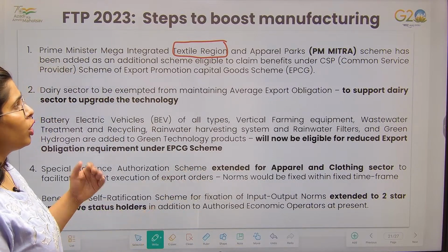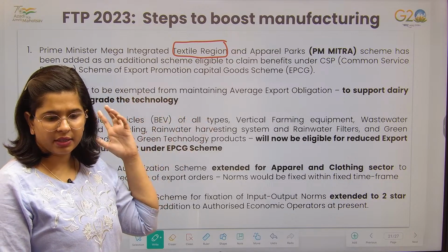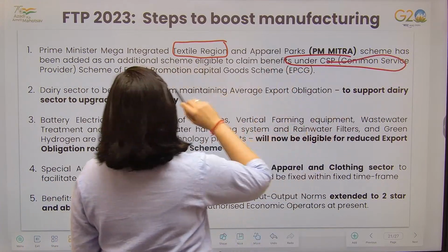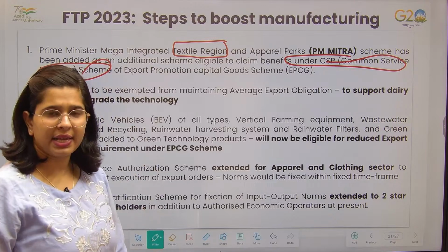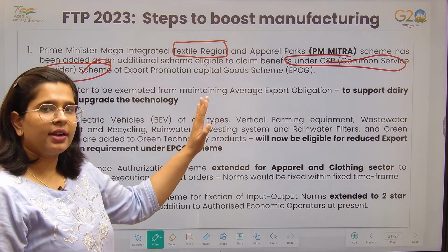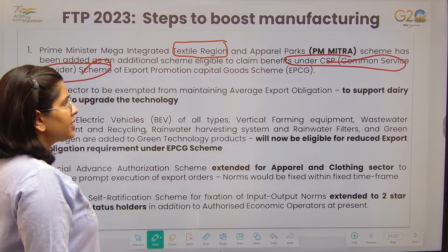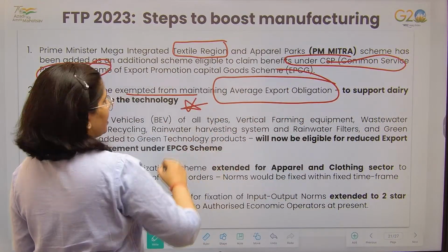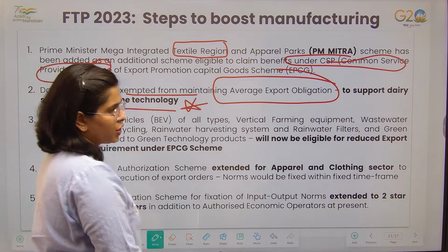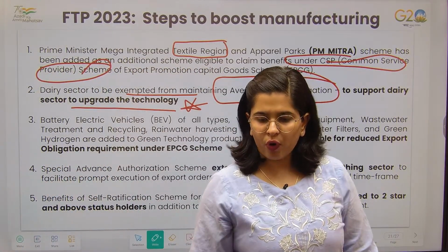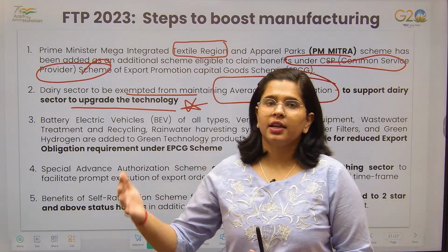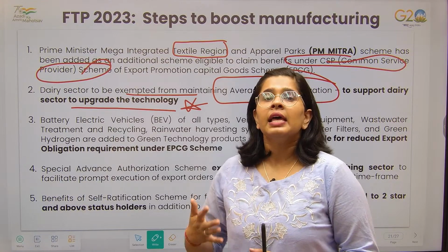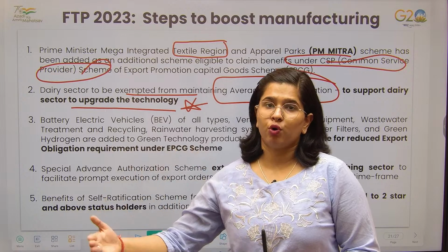Under the PM Mitra scheme, all those people who are establishing their businesses under such kind of parks will be able to claim the benefits under the CSP, that is the Common Service Provider Scheme of Export Promotion Capital Goods. Fine. We have already understood what it is. Next is the dairy sector will be exempted from maintaining the average export obligation, so that we can support the dairy sector's upgradation in technology. We have already talked about what is export obligation. If you are taking the remission of duty, if you are not paying duty on your inputs or your capital goods, then you are obliged to fulfill export obligation.